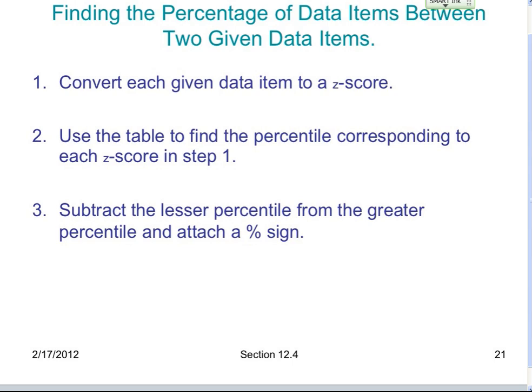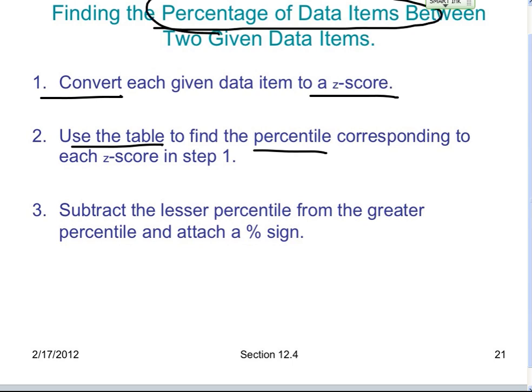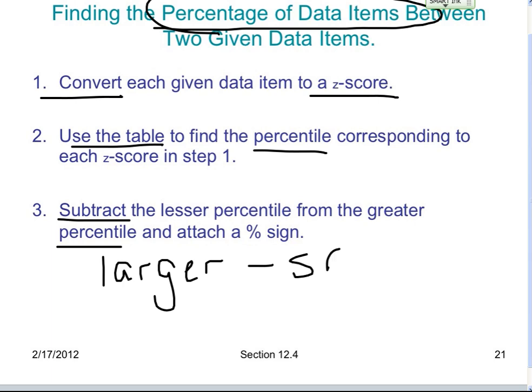So the first thing you need to do is find the z-score. Second thing, use the table to find the percentile. And if we're trying to find the percentage between two data items, then we're going to take the larger percentile and subtract the smaller one. So larger, subtract the smaller percentile if we're trying to find the percentage of data items between.